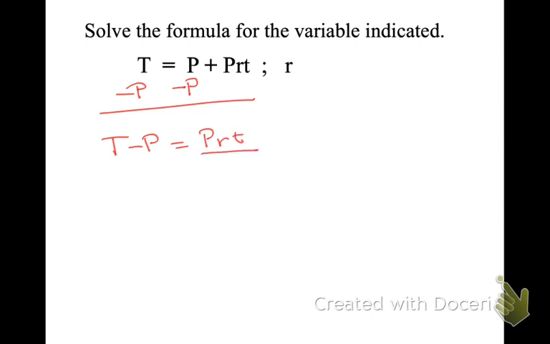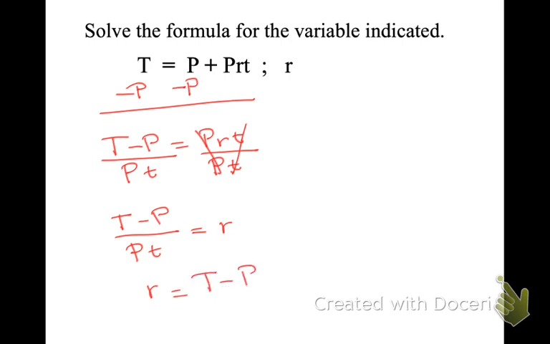Now we're going to divide both sides by capital P little t. Don't cancel on this side, just leave it alone, because you don't really have the skill to truly simplify it yet. We're only canceling on this side because we need to get r alone. R equals big T minus P over big P t.